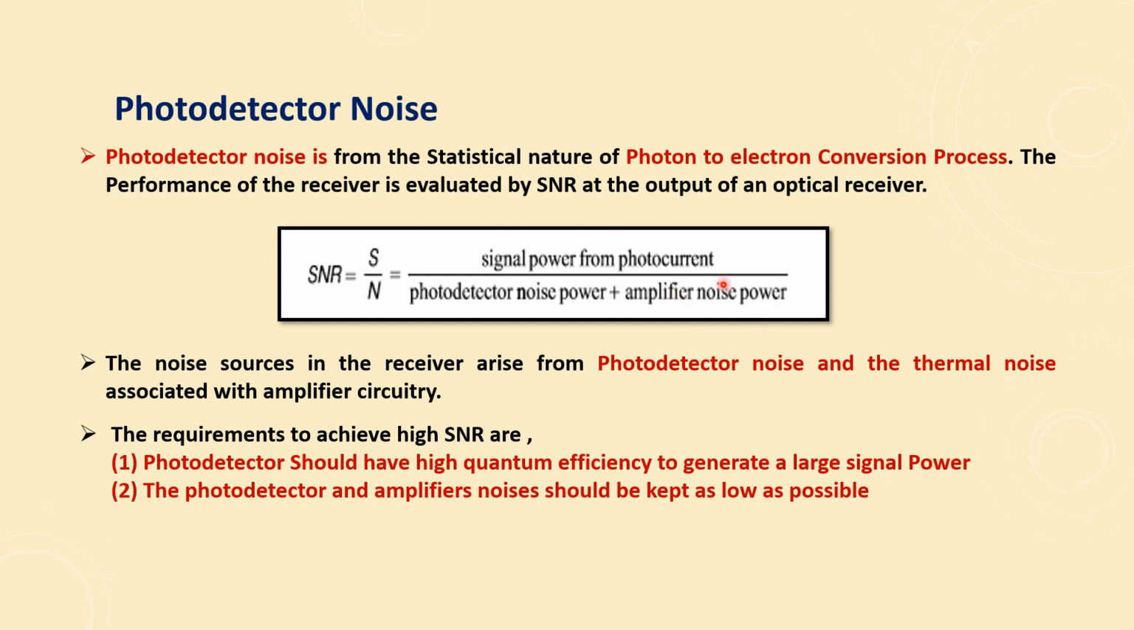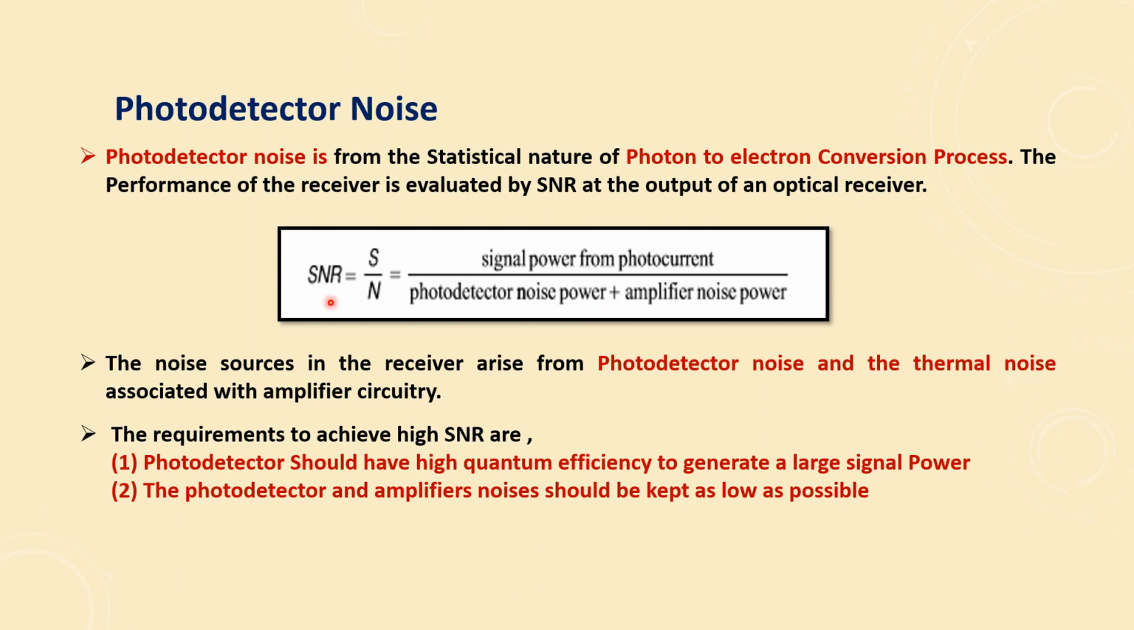Now, what is the requirement for the signal to noise ratio? What should this value be? For any optical receiver circuit which consists of an amplifier, the signal to noise ratio should be very high, which means the numerator value should be high. At the same time, the denominator should be as low as possible. Why? Because the denominator is the noise power from the photodetector and the noise power from the amplifier circuit. So it should be as low as possible, which means there should not be any noise power.